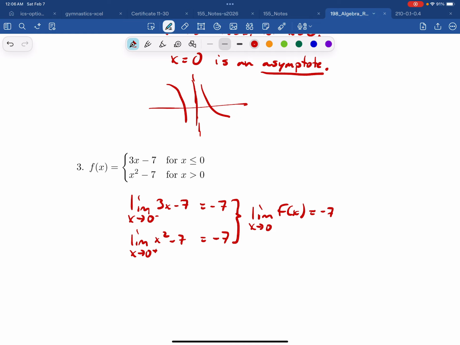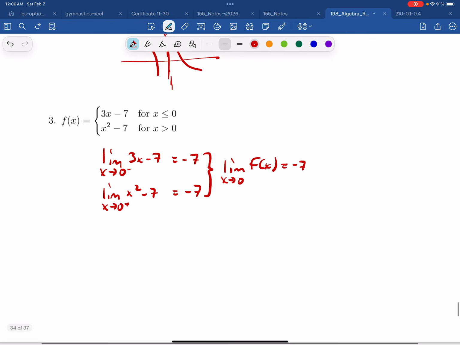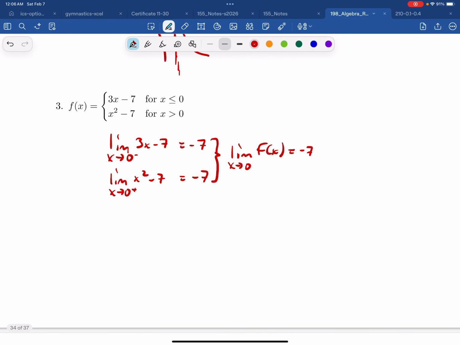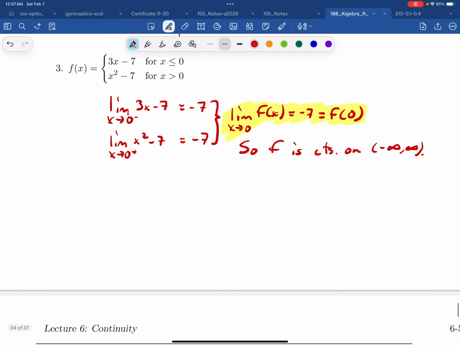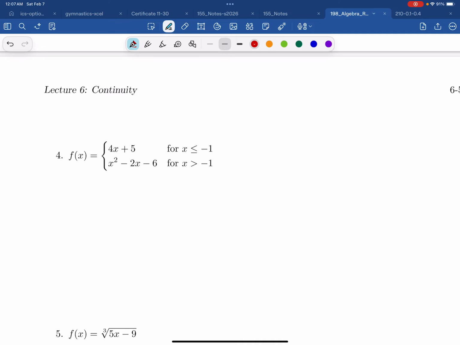Pause the video and think about it for a minute. There's one thing we need to add. We need to add that this equals f of 0. This is the definition of continuity. Not just that the limit exists, but that it equals f of 0. Okay? So f is continuous really everywhere. Okay. Let's look at another example.